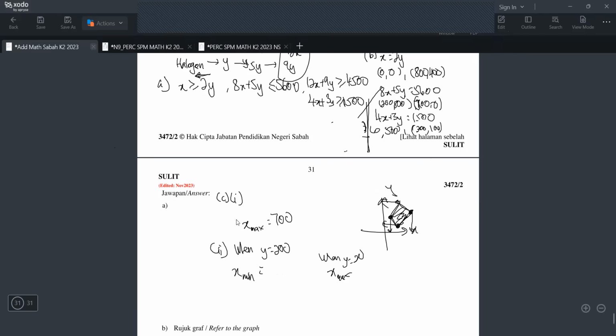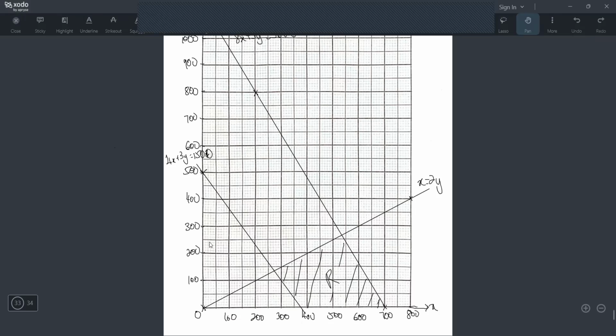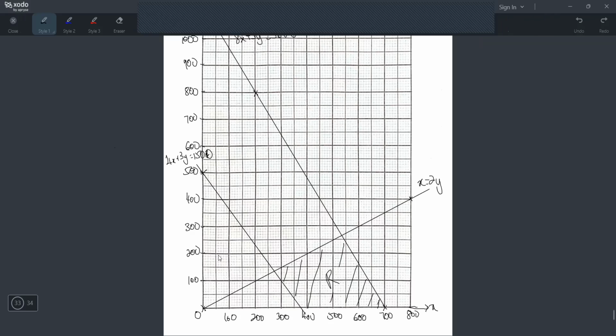Go to your graph. Cari y equals 200, and then tarik satu line. So y equals 200 is here, and then you will tarik satu line. But they say minimum. Minimum means you will tarik until where? You tarik until the first contact point with the shaded region, which is here, and then tarik bawah. Because this is the shaded region, right? So the first contact point with the shaded region, that's when you tarik bawah.